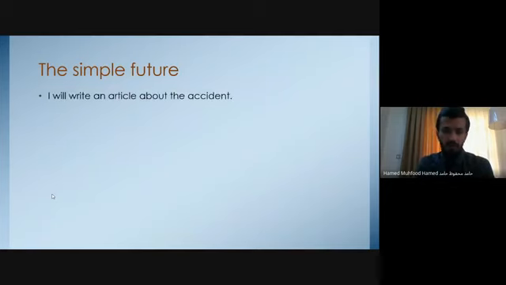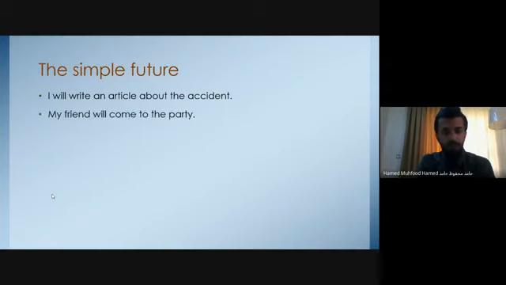I will write an article about the accident. This is an example of an affirmative sentence in the simple future tense. It starts with the subject, which is the pronoun I, and then we have the auxiliary verb will, and then we have the main verb of the sentence, right, and then the complement. So I will write an article about the accident.